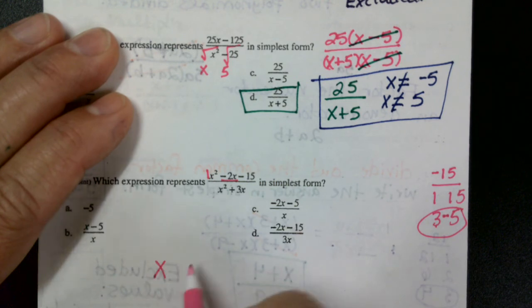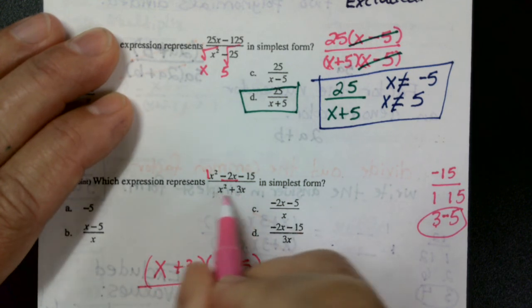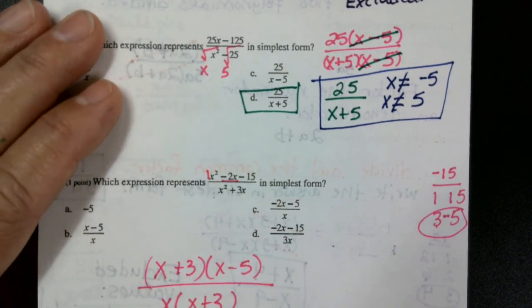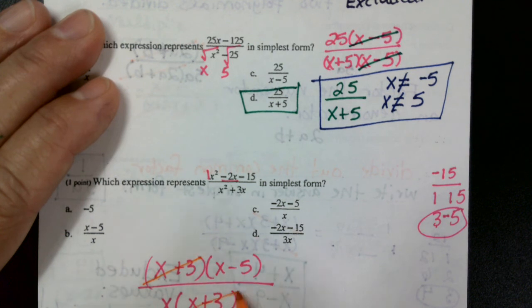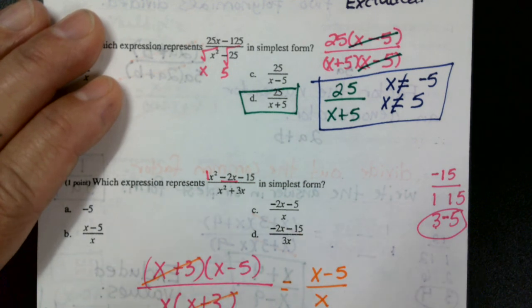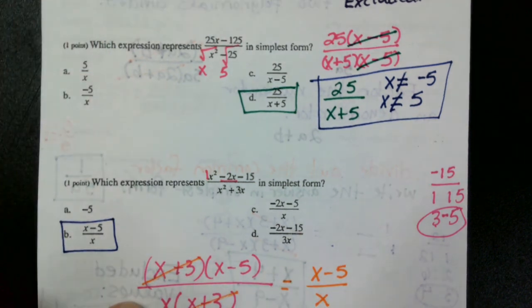So I have x plus 3 times x minus 5. And then in the denominator, I have a GCF of x, which leaves me with x plus 3. So divide out my common factor to get x minus 5 over x, which is b.